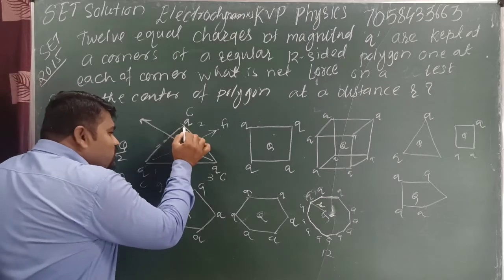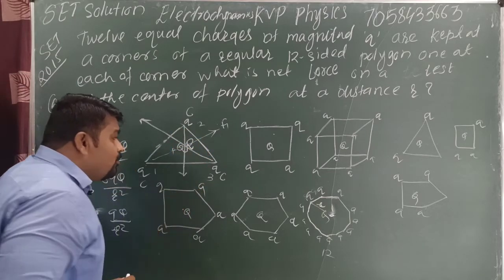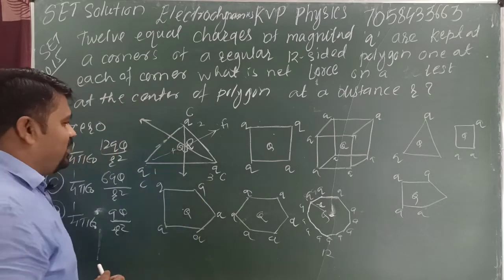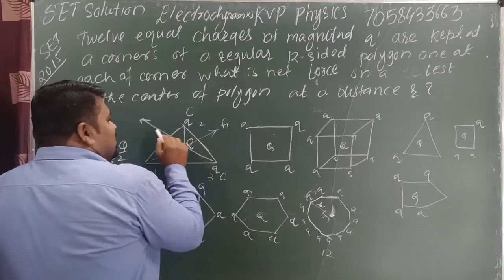And for the third one, the charge attracts this one with some force. This is going in this direction. It means on the charge, how many forces are acting? 3 forces are acting. Okay. Now next one. Now what is the resultant force?